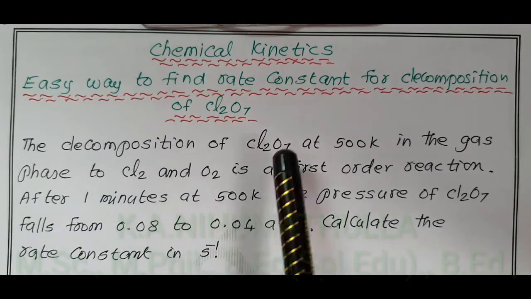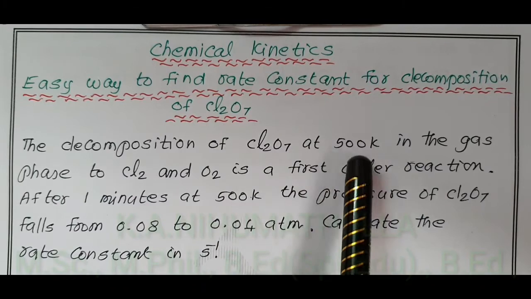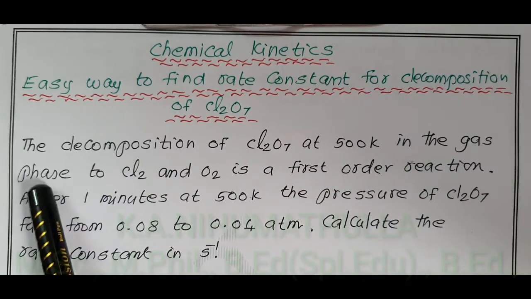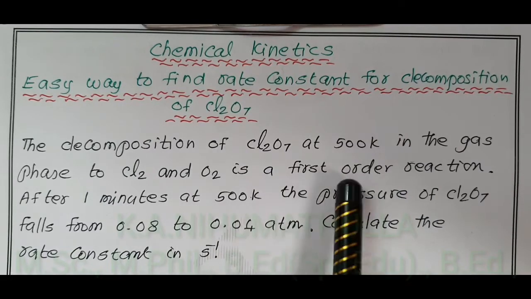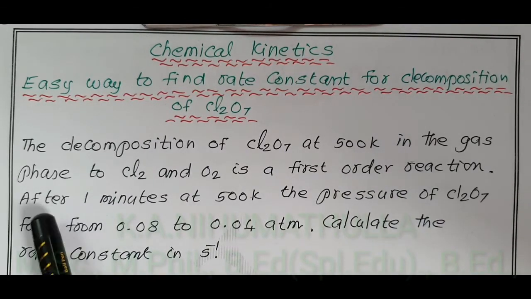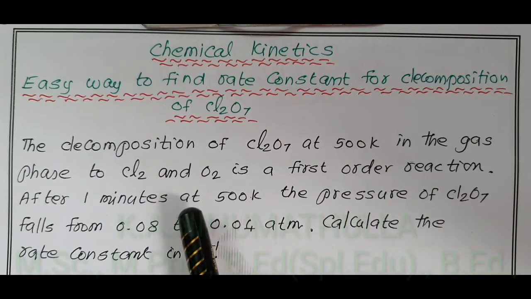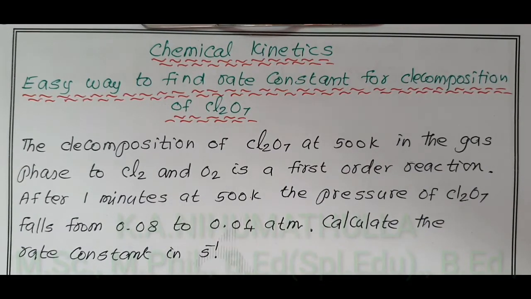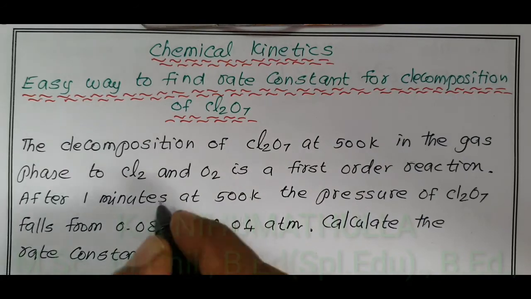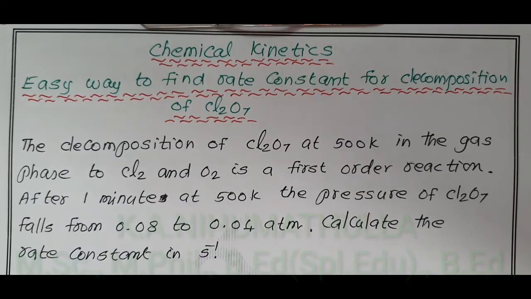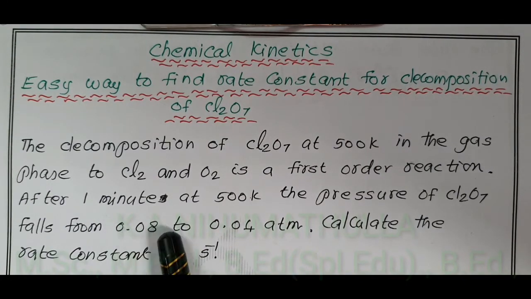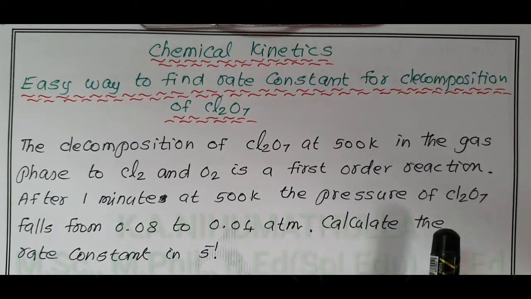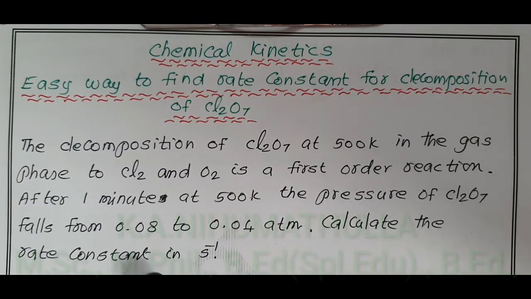The decomposition of Cl2O7 at 500 Kelvin in the gas phase to 2Cl2 and O2 is a first order reaction. After 1 minute at 500 Kelvin, the pressure of Cl2O7 falls from 0.08 to 0.04 atm. Calculate the rate constant in second.